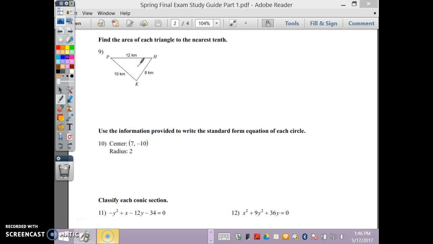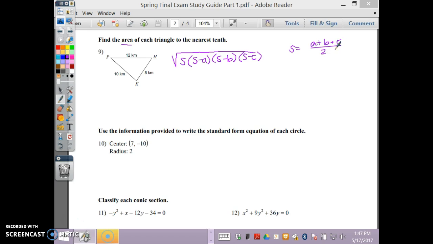Review page 2. Okay, this is area. And for this one, we're going to use Heron's formula. And this was that the area is equal to the square root of S times S minus A times S minus B times S minus C. And this mysterious S comes from adding up all the sides and dividing by 2.